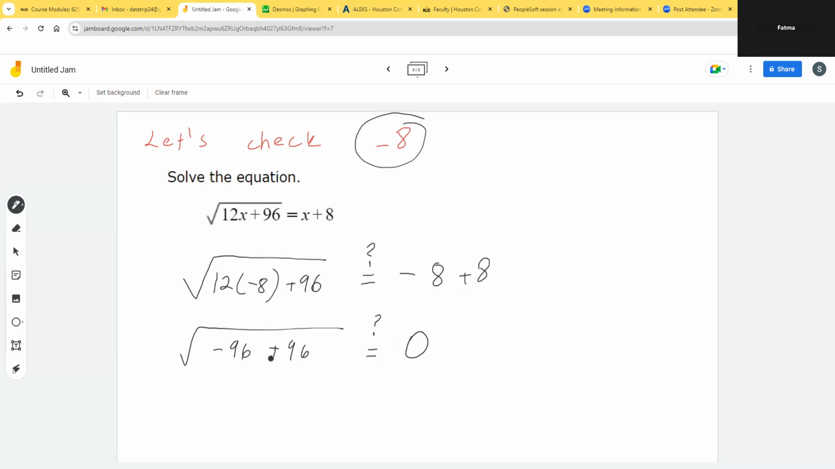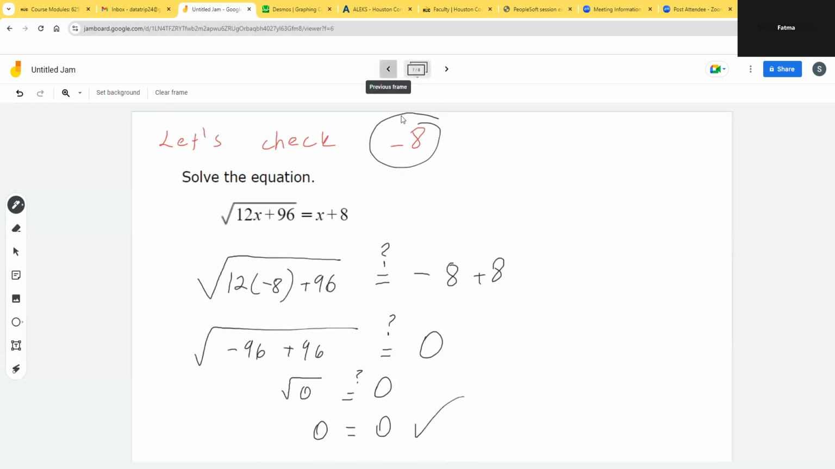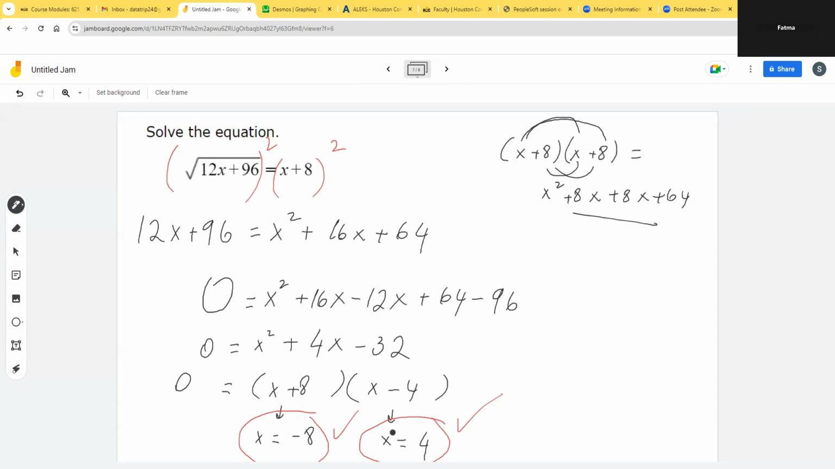0. These two also add up to a 0. So I have a square root of 0 here. And I'm going to decide if it is equal to a 0. And square root of 0 is just a 0. So even negative 8 works in this problem. So this question has two solutions because when we plug it in, they both work. All right? Any questions?